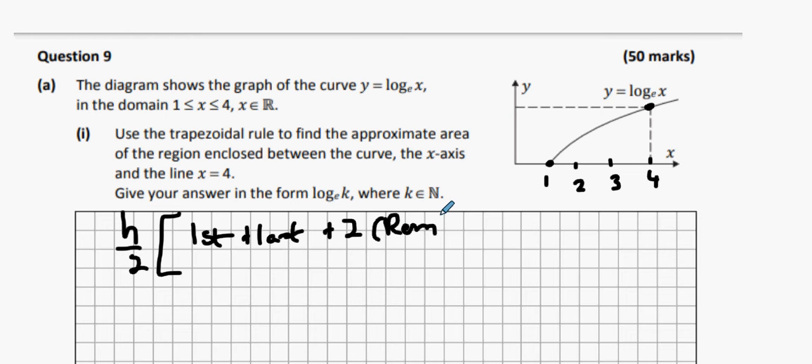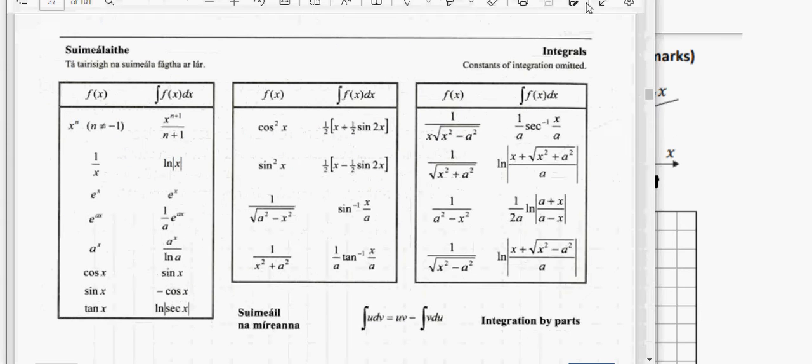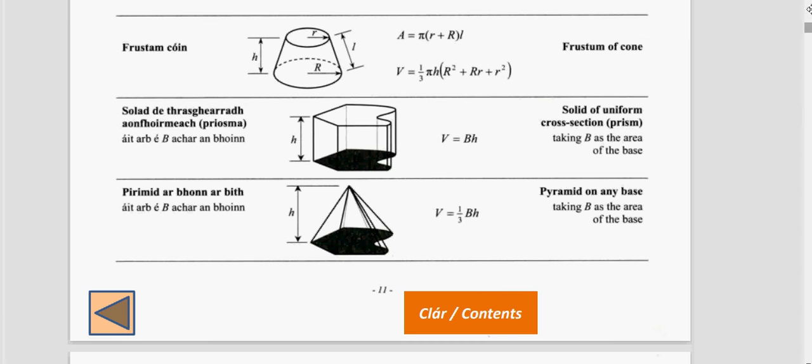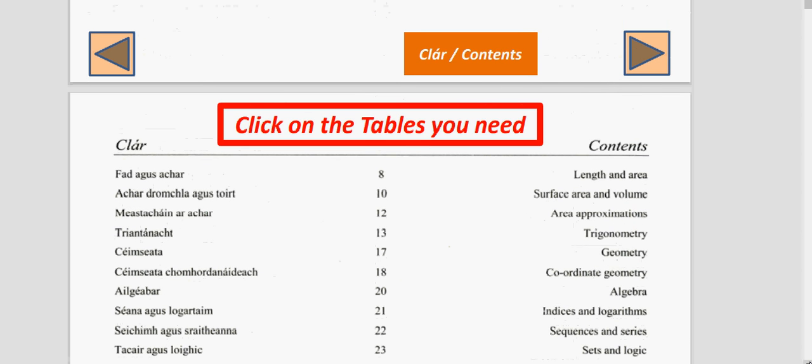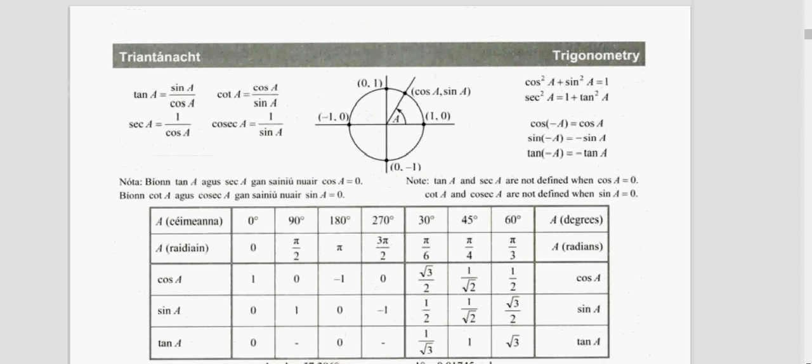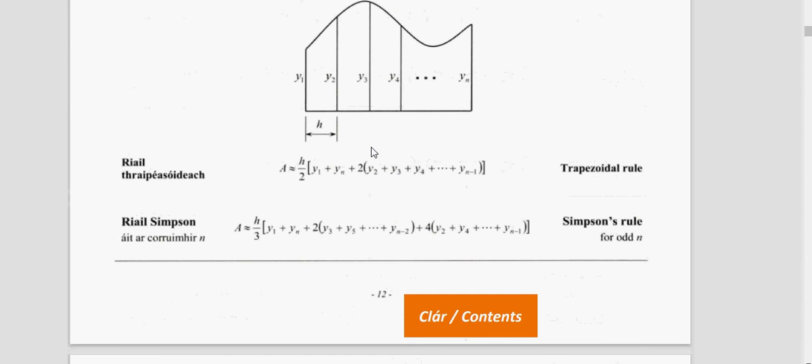Now, does anybody know what page this is on in your tables? It's under area approximation, isn't it? It's page 12. Okay. And there it is. That's the formula they have. You'll clearly see y1 is your first, yn is your last, and 2 times everything else. So first plus last, 2 times remaining. It doesn't actually say that in your notes though, it just says this equation here on page 12. Okay, just so we're clear upon that.